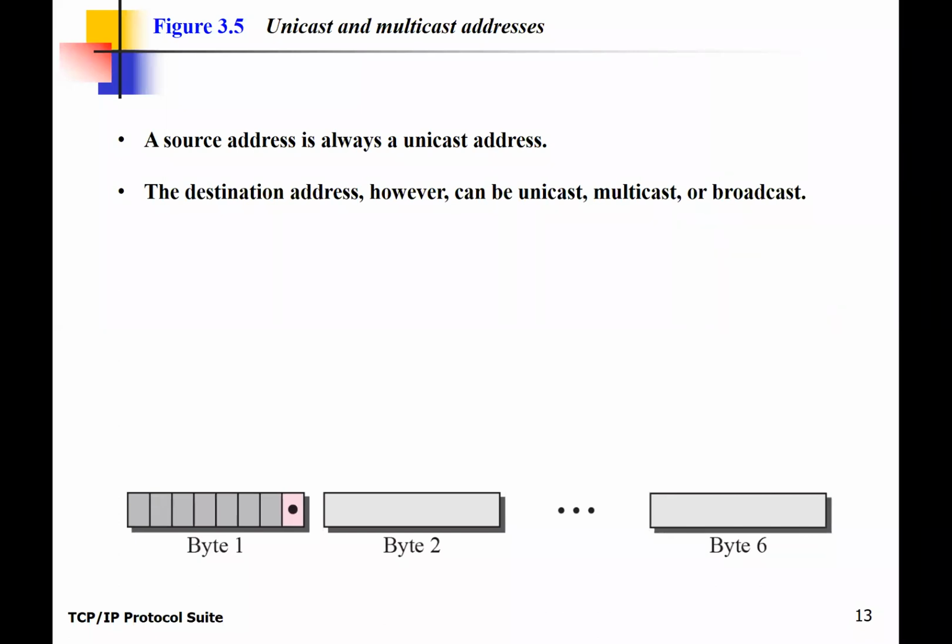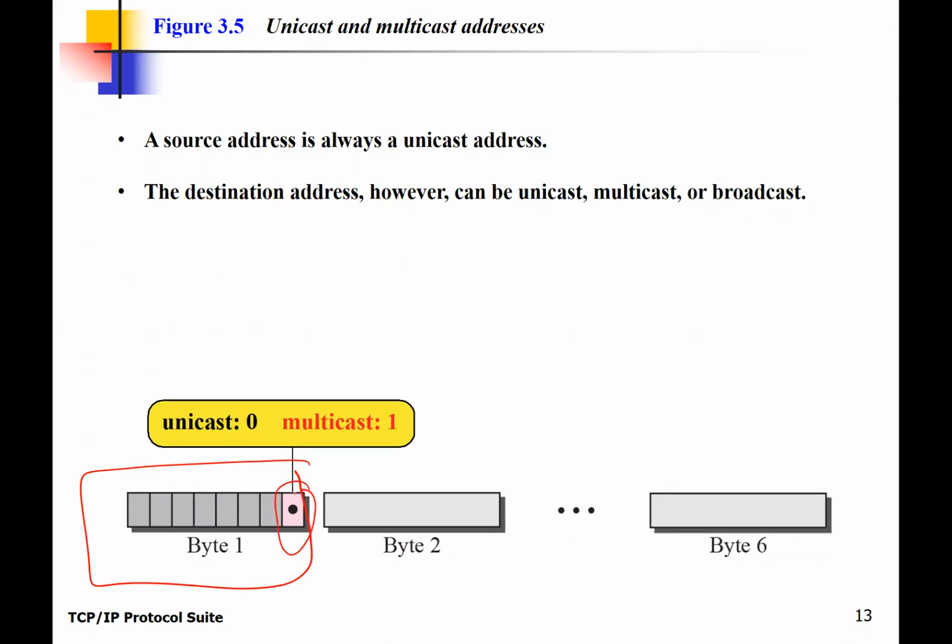So how will you know if it's a unicast or multicast? From the first byte, you check the last bit. If this last bit is 0, that means it's a unicast. If it's 1, that means it's a multicast. Correct? Now there is a special case from the multicast, when the first byte is all 1s. That means it's a broadcast. What does broadcast mean? You send it to everybody.